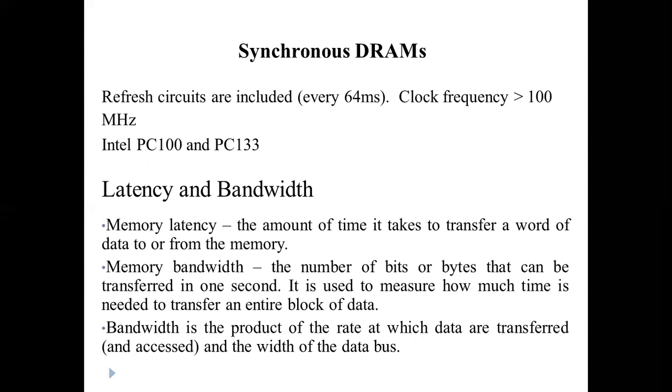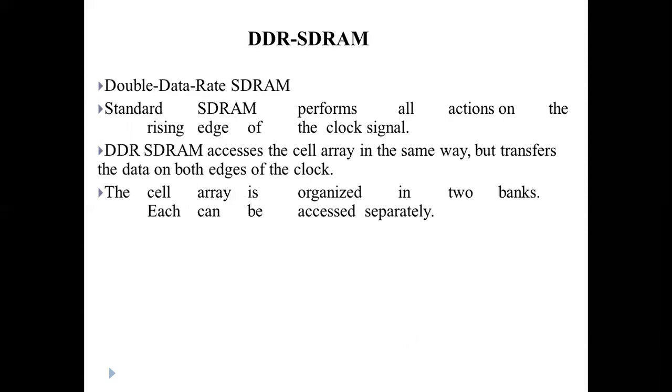Bandwidth is the product of the rate at which data are transferred and the width of the data bus. Here we have double data rate SDRAM, that is called DDR. What is the full form of DDR? It is double data rate synchronous dynamic random access memory.